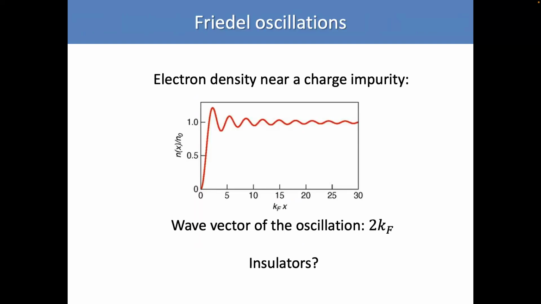In a metal, we know that if we put an impurity in a metal and look at the electron density near the impurity, we will see an oscillation of electron density in real space. The wave vector of this oscillation is roughly 2kF, twice the Fermi wave vector. If we put an impurity in an insulator, no Friedel oscillation should be observed because an insulator has no kF. But not for a fractional quantum Hall insulator.